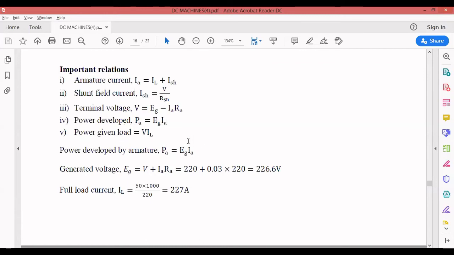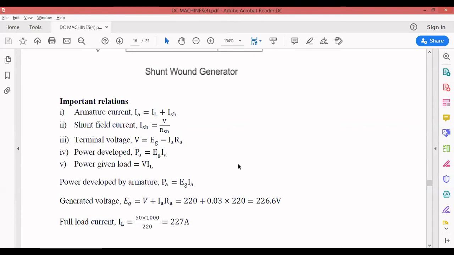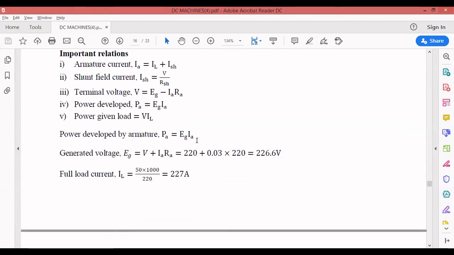EG into IA, I have to calculate. Suppose if efficiency is given, then I can calculate PA as output power divided by efficiency. It's a simple one. Since efficiency is not given, we have to use these data and calculate PA. PA is equal to EG into IA.